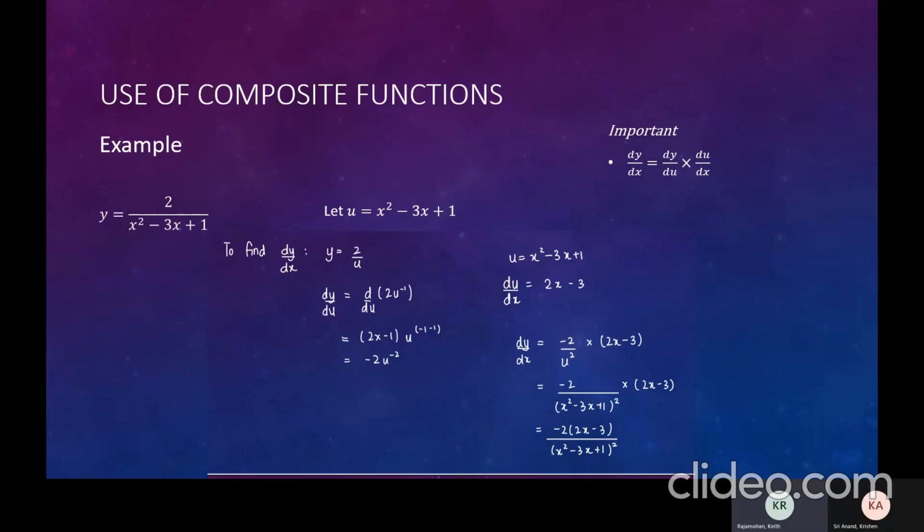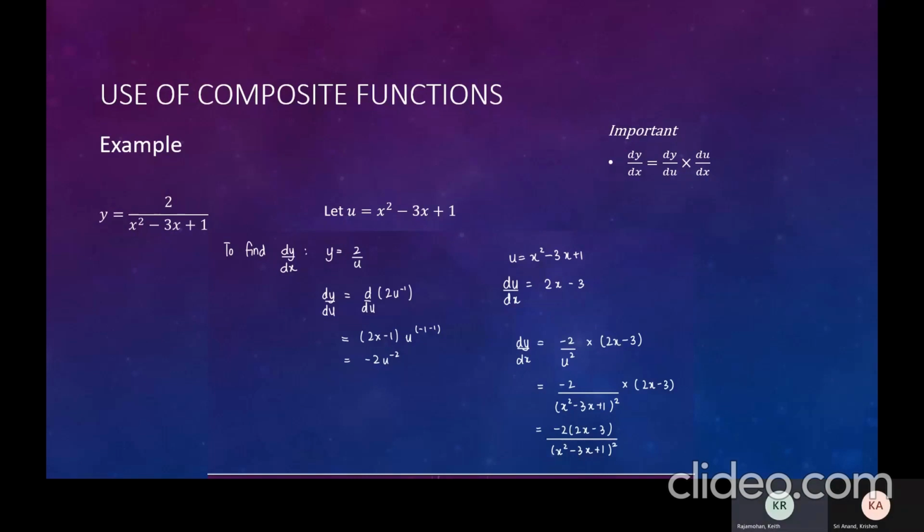y equals 2 over x squared minus 3x plus 1, which looks difficult to differentiate. So we can let u equal x squared minus 3x plus 1. So now we'll start. To find dy/dx, firstly, we need to find y in terms of u to find dy/du. So we know that y equals 2 over u after substitution. So we know that dy/du is the differentiation of 2 to the power of u minus 1. Following the same steps shown in the first slide, basically you get a final answer of negative 2 over u squared.